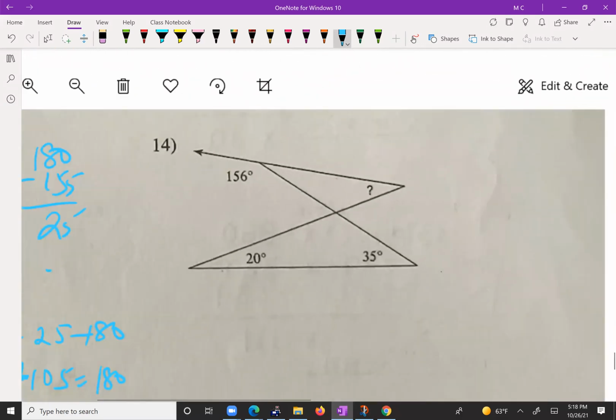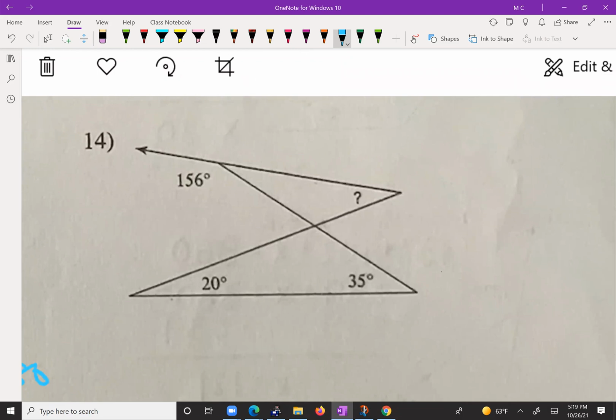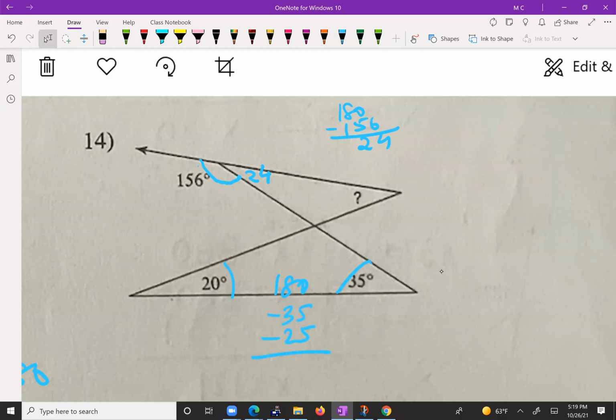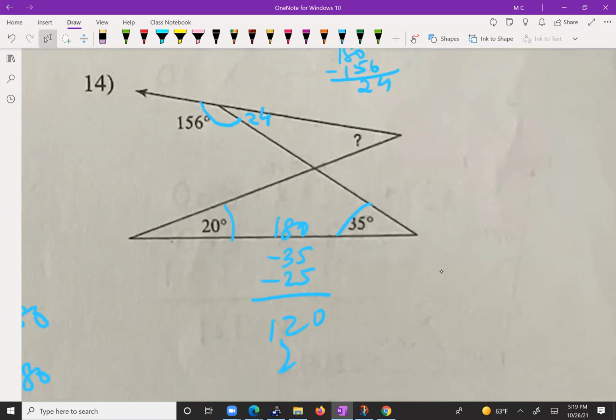Move on to number 14. So we know this outside angle is pretty big, 156. You subtract from 180 and you get that other angle, 24. So this angle is 24 degree. What else do we know? We know this triangle is 180 degrees. So you subtract 35, subtract 25, and you have 120. So that top angle must be 120. This opposite angle must also be 120.